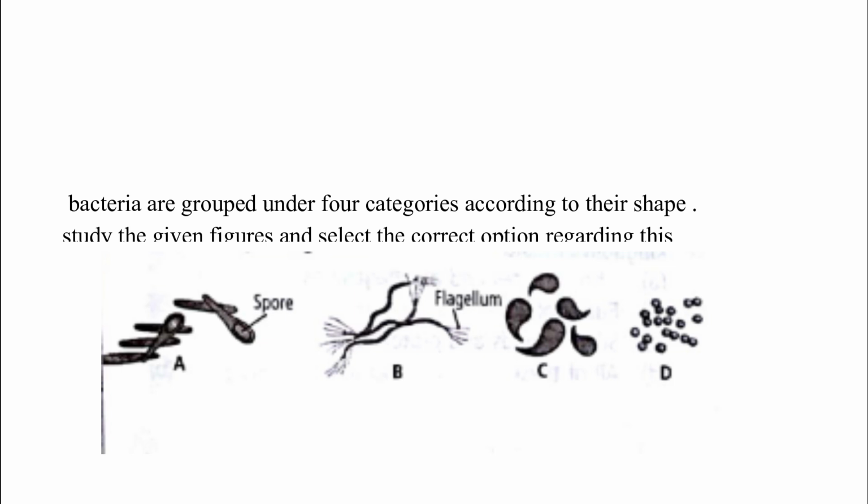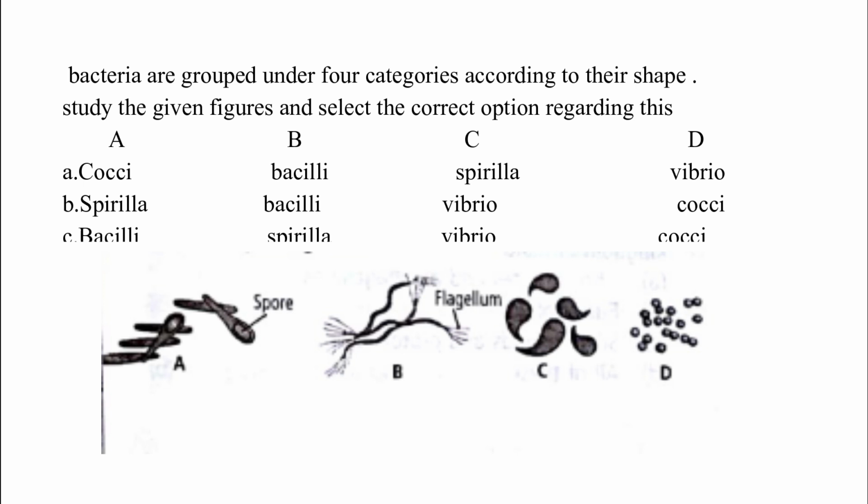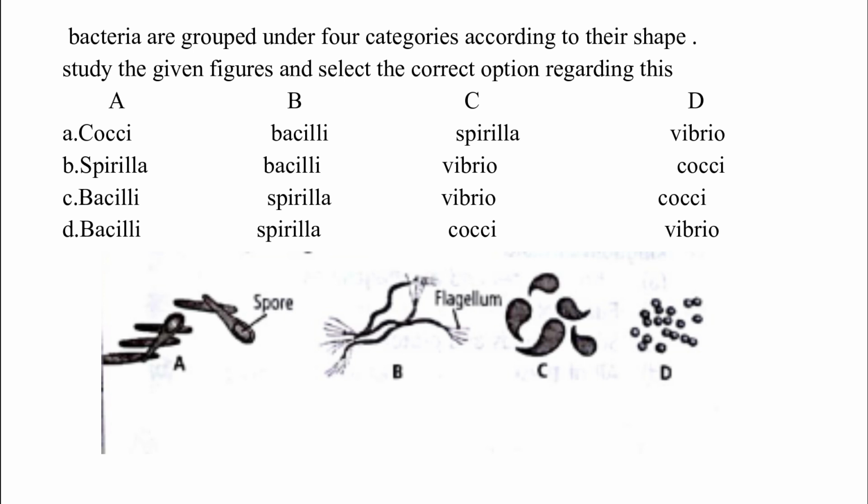Bacteria are grouped under four categories according to their shape. Study the given figure and select the correct option regarding this. Option A, cocci, bacilli, spirillum, vibrio. Option B, spirillum, bacilli, vibrio, cocci. Option C, bacilli, spirillum, vibrio, cocci. Option D, bacilli, spirillum, cocci, vibrio. The correct answer is option C, which is figure A is bacilli, figure B is spirillum, figure C is vibrio, and figure D is cocci.